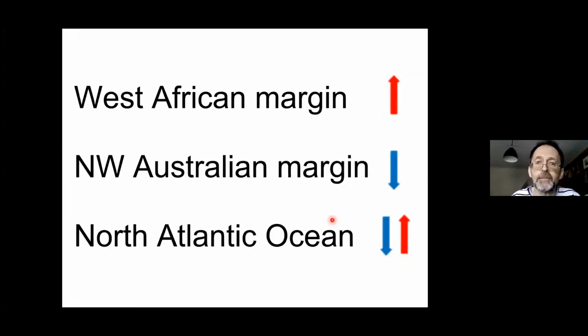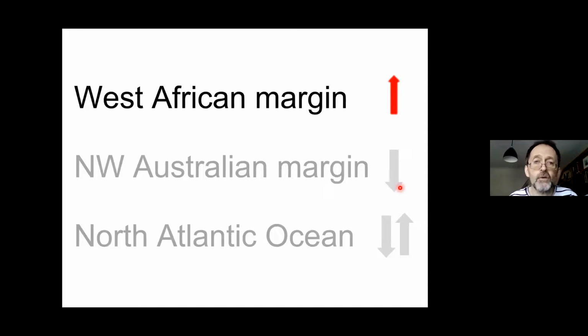So the 3 examples are, first of all, an example of dynamic up from West Africa, an example of dynamic down from the Northwest Australian margin, and then a much more complicated North Atlantic story, which seems to be bouncing up and down. Now, I only have time to mention these 3 examples. There are many other examples of up, down, and up and down that I could show you. And basically, we're seeing a pattern across the world. So let's start with West Africa.